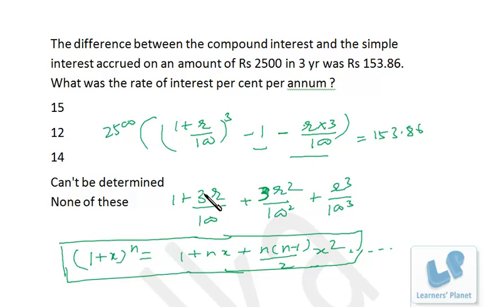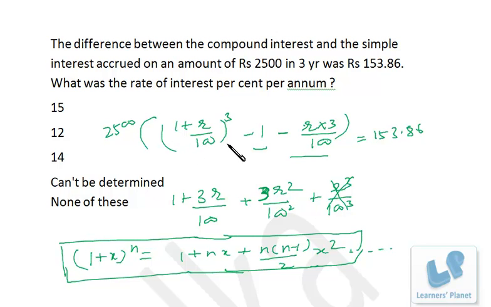Now here what is happening? 1 plus 3r by 100 plus 3r square by 100 square plus r cube by 100 cube. So I'll be dropping this because whatever is the r, that is 15, 12 and 14, right? If we find out their cube and if we divide that by 100 cube, a very small quantity will be there. So that small quantity will put hardly any impact on the final calculation. But if we eliminate that, it will be easier for us to calculate, right?